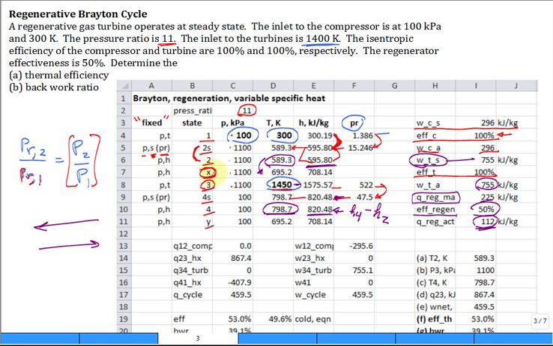Now I can finally fix x. So x is this h plus Q actual, which is 112.